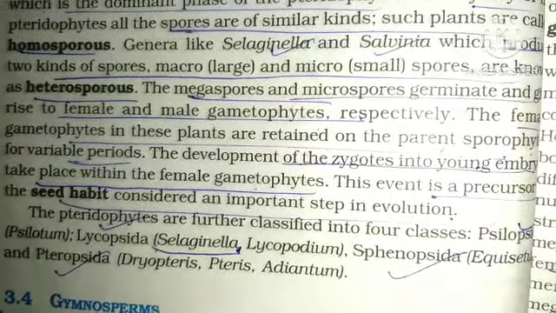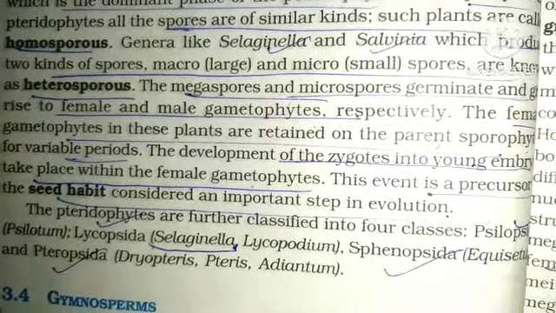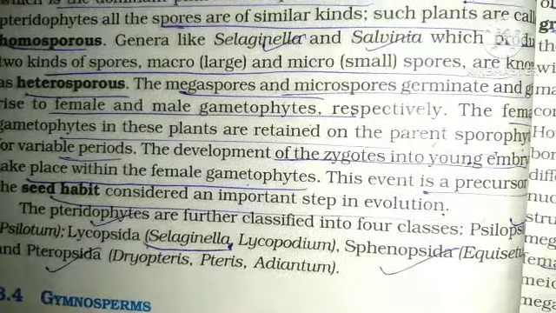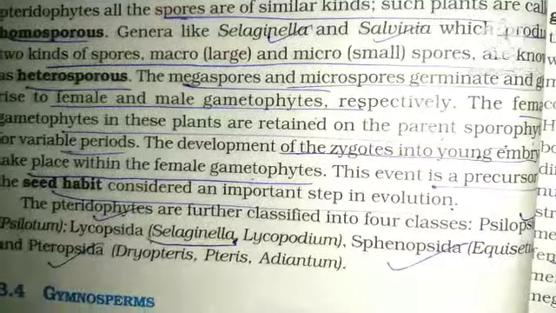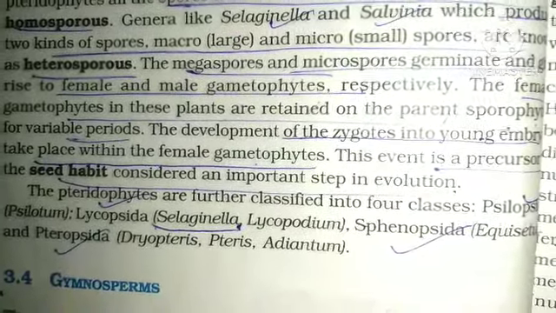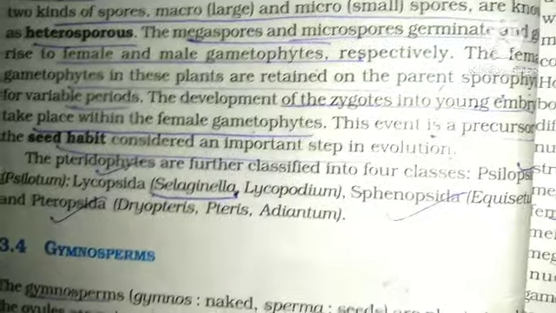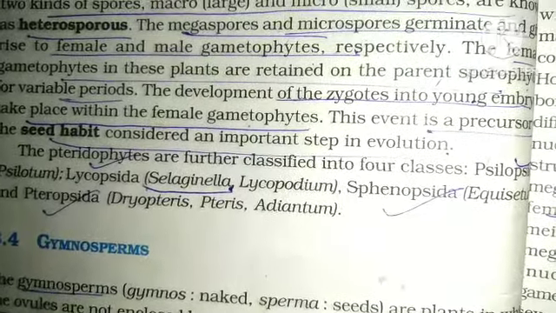The female gametophytes in these plants are retained on the parent sporophyte for variable periods. The development of the zygotes into young embryos takes place within the female gametophytes. This event is the precursor to the seed habit, considered an important step in evolution.